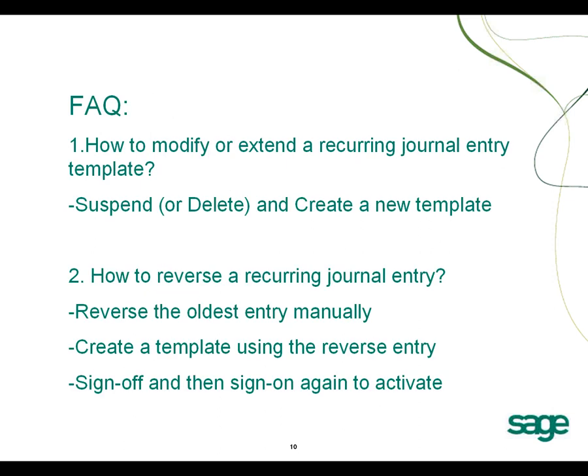Here are some frequently asked questions about recurring journal entry. How do I modify or extend a recurring journal entry template? BusinessVision doesn't allow you to modify the recurring journal template. You can suspend or delete and then create a new template. The second question, how do I reverse a recurring journal entry? To reverse a recurring journal entry, you can reverse the original entry manually and then create a template using the reverse entry, sign off BusinessVision, and then sign on again to activate the reverse template.